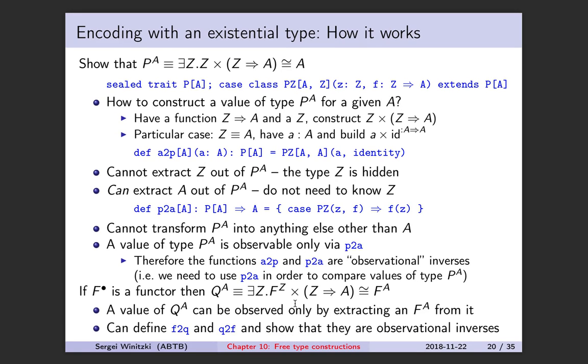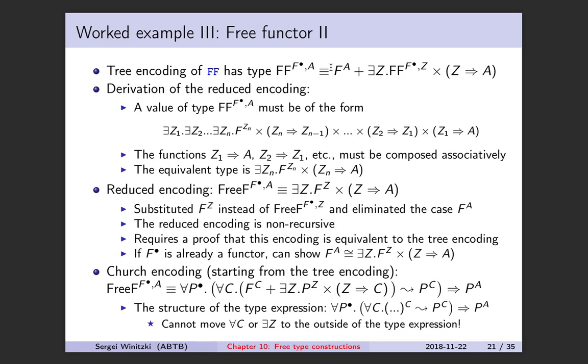I show how the existential type works and prove the basic equivalence, which is more generally like this. It is a basic equivalence of existential type and an ordinary type. So this can be seen as an existential encoding of the type A, just like the church encoding of a type A. So I prove this equivalence. Now we are ready to do the encoding of a free functor.